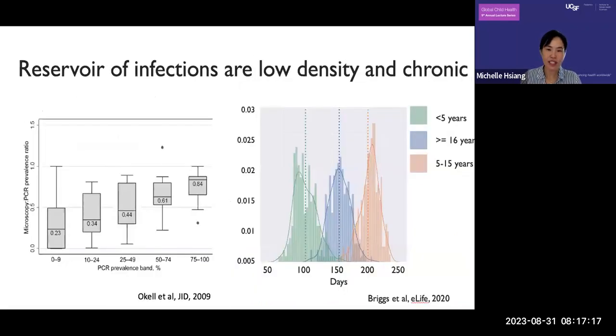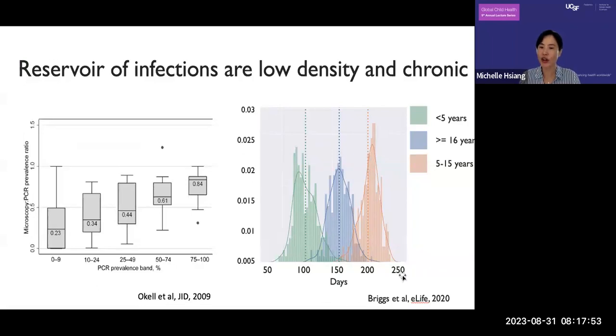And what we need to target is this reservoir of infections that's low density and chronic. When transmission declines, a higher proportion of infections are actually low density. So this graph shows it's a systematic review. On the x-axis is what the prevalence is in the community by PCR, and the y-axis is the proportion that are detectable by microscopy. So you can see in a lower prevalent setting, lower transmission setting, a lower proportion of infections are detectable by microscopy. And that's thought to be because a higher proportion of infections are chronic.